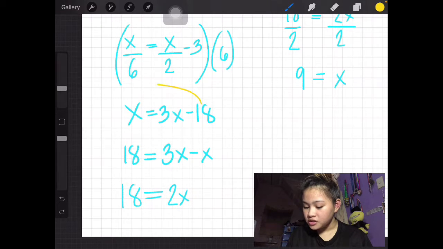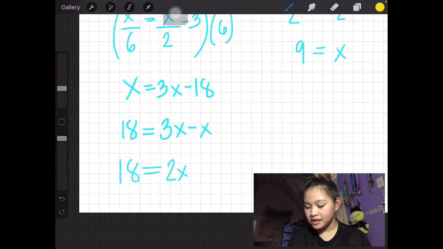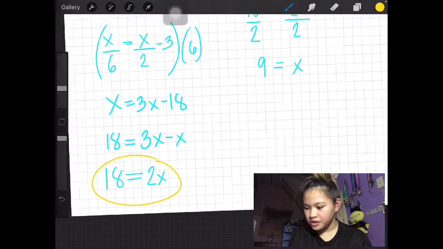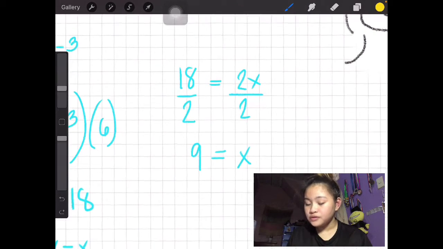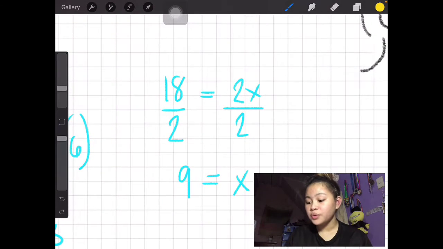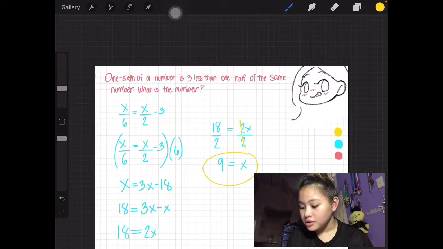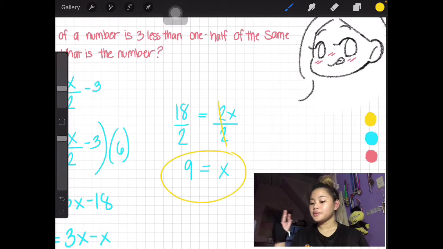And then we transpose 18 to the other side and transpose x to the other side. So that's why it's like that. 18, yeah. And then after that, this is what we got. And then we're going to divide both sides by 2 so that we can cancel 2x. So this is the result. In conclusion, the number that we're finding is 9.